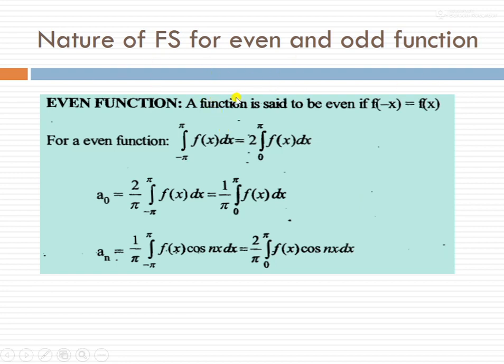We already said that a function is said to be even if f of minus x equal to f of x. For an even function, we can see that the integral minus pi to plus pi f of x dx can be written as 2 into integral 0 to pi f of x dx. That is, a0 can be written as 1 by pi integral minus pi to plus pi f of x dx, which equals 2 by pi integral 0 to pi f of x dx. And an equal to 1 by pi integral minus pi to plus pi f of x cos nx dx equal to 2 by pi integral 0 to pi f of x cos nx dx.